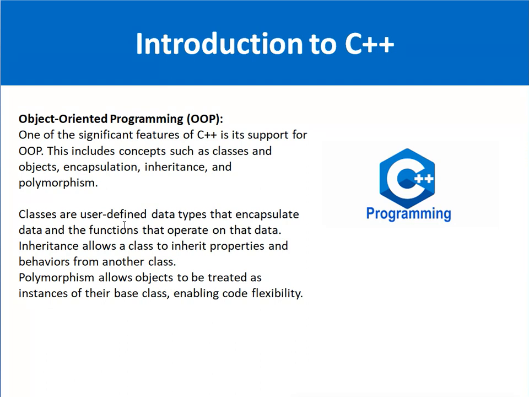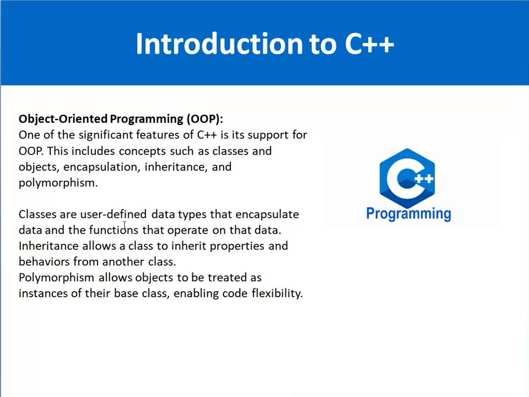Classes are user-defined data types that encapsulate data and functions that operate on the data. Inheritance allows a class to inherit properties and behavior from another class. It is a parent-child concept: whatever properties are there in the parent are definitely inherited in the child class as well. However, the child has its own behavior, its own functions as well.